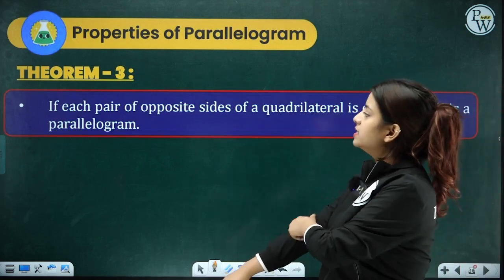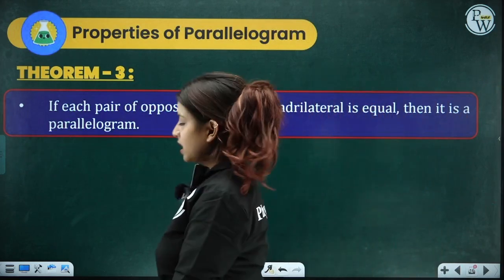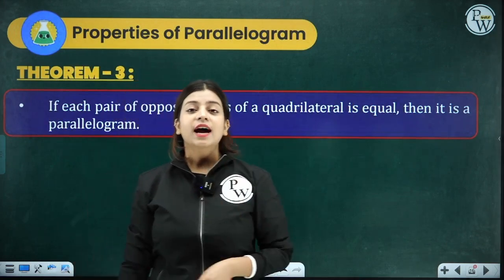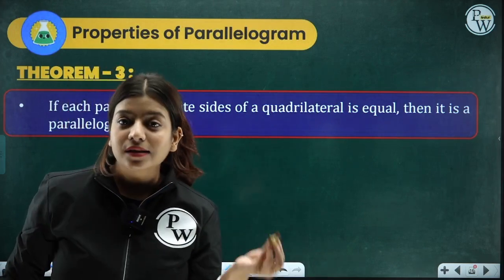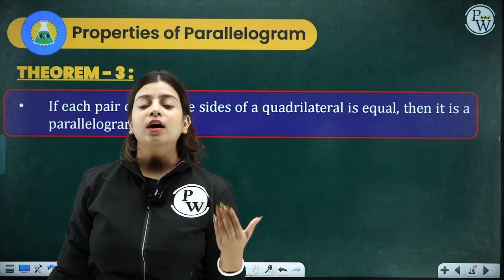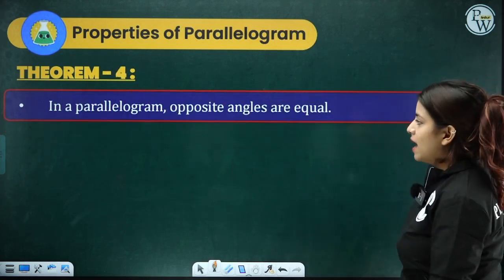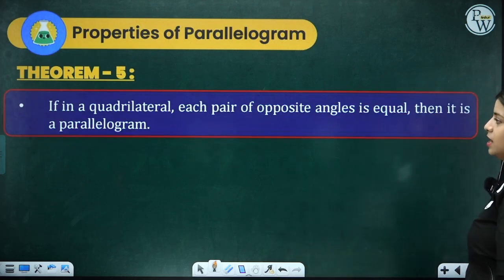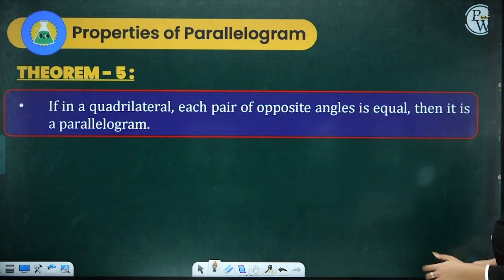The next we have is: if each pair of opposite sides of a quadrilateral is equal, then it is a parallelogram. So what they are saying is that if we have a quadrilateral and it is not specified that it is a parallelogram, but both pairs of opposite sides are equal, then the figure so formed will always be a parallelogram. The next theorem is: in a parallelogram, opposite angles are equal. The converse: if in a quadrilateral each pair of opposite angles is equal, then it is a parallelogram.